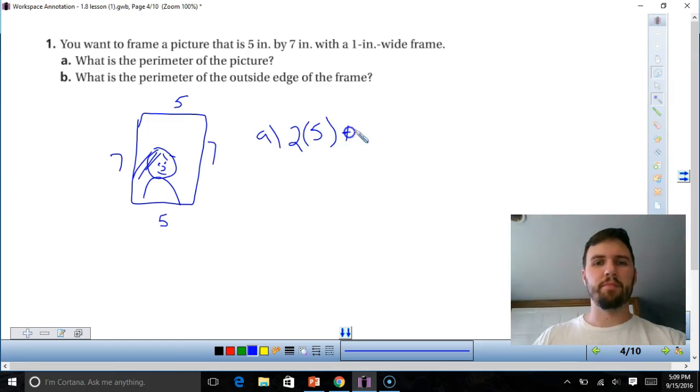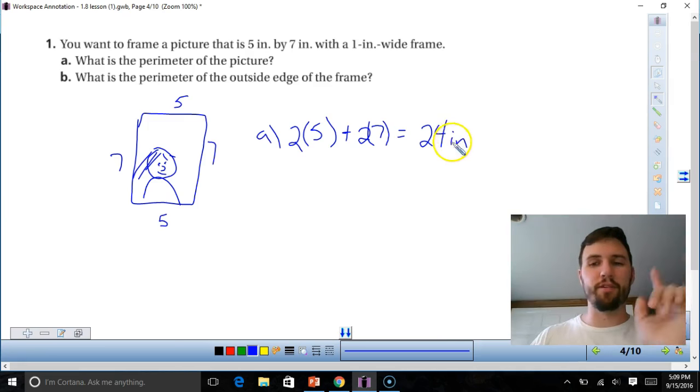Plus, I have 2 7s. That's 10 plus 14 is 24 inches. You got to label your work if you want credit. 24 what? Hot dogs? Inches.